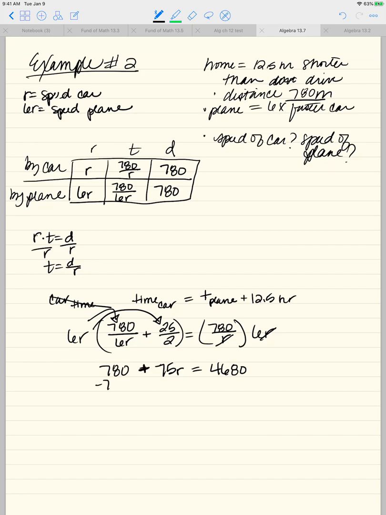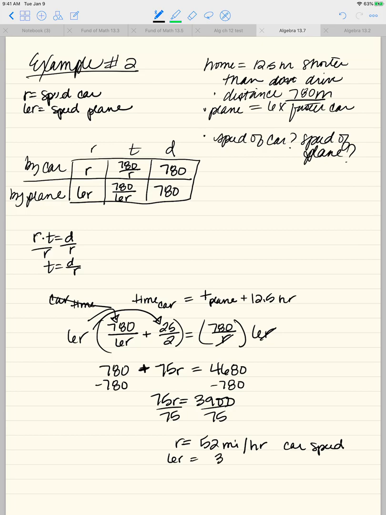4,680. Subtract 780, and 75R is equal to 3,900. Divide both sides by 75, and the rate is 52 miles per hour. Now, R by itself is the speed of the car. So this is the car speed. The plane speed is 6R, so that's 6 times 52 miles an hour, which is 312 miles per hour. That is the plane speed. Okay.